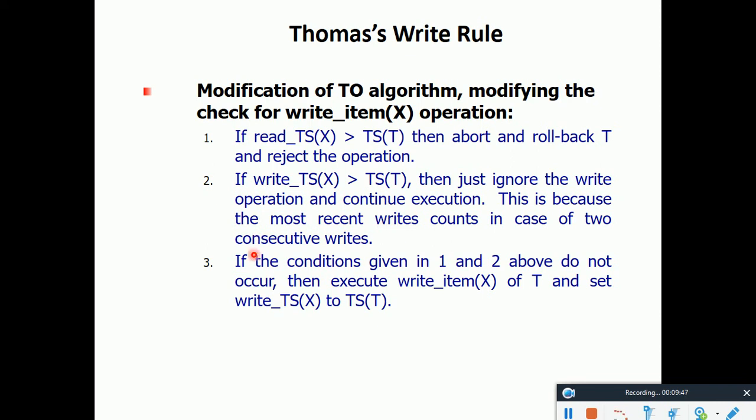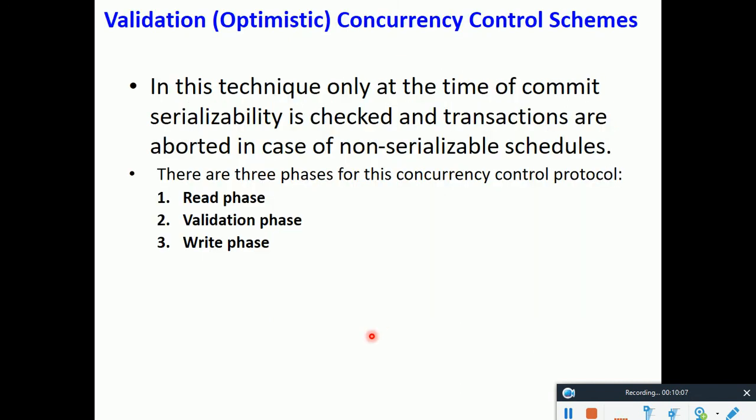And if neither of the above conditions occurs, then simply execute write item X of T and set write TS of X to TS of T. It is again similar to the basic TO algorithm. This is the Thomas Write rule. Now we will move forward to the second concurrency control protocol, the validation concurrency control protocol, or optimistic concurrency protocol.